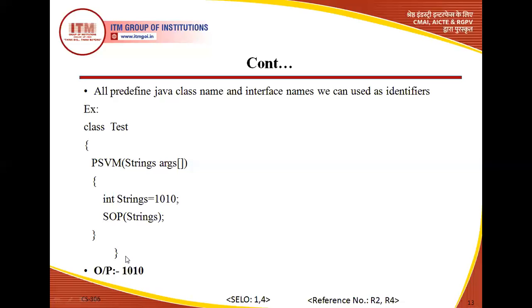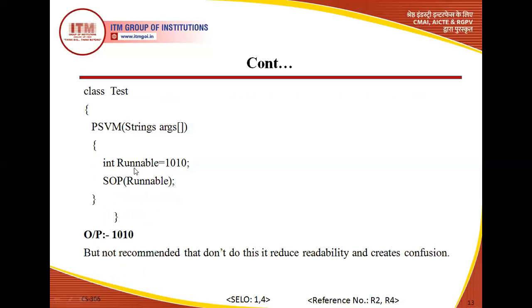Clear? So this is about your already existing class. Here the already existing class is String that we use. Next one is your already existing interface. The interface that we use over here is Runnable. We are assigning some value to the runnable, so runnable equals 1010, and here we just want to print it. So we get the output 1010. This is all about the Runnable interface.